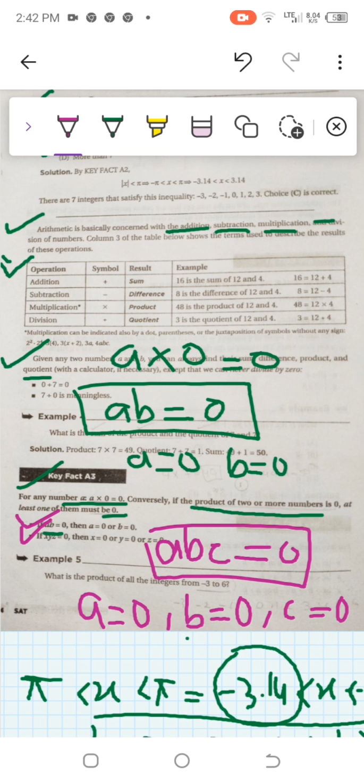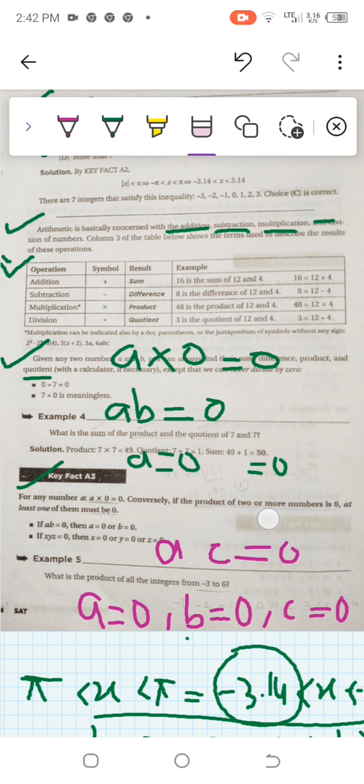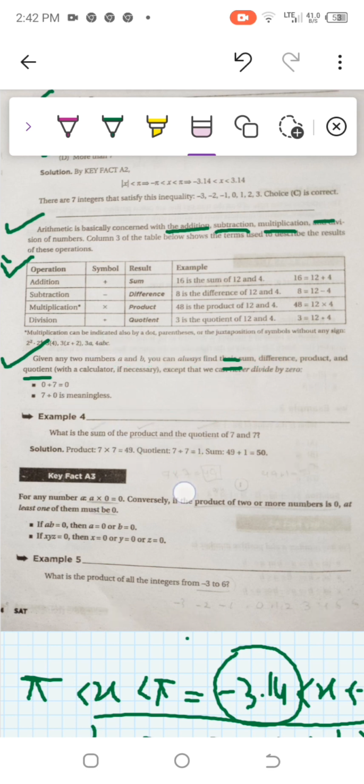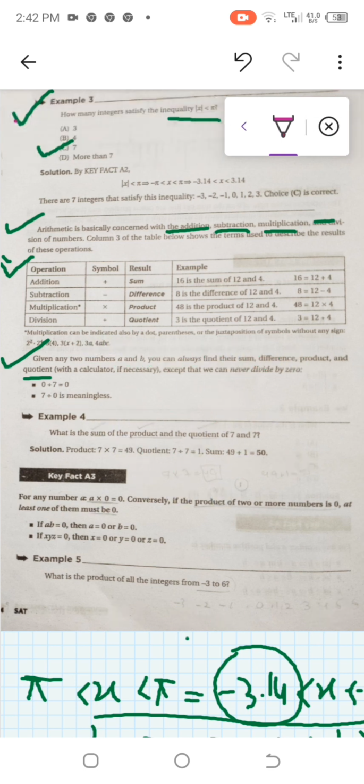Now moving towards example number 5. Fine. Example number 5. What is the product of all integers from minus 3 to 6? What will be the product from minus 3 to 6? Fine. So they have asked what is the product when the values are from minus 3 to 6. So we have to find out the product.